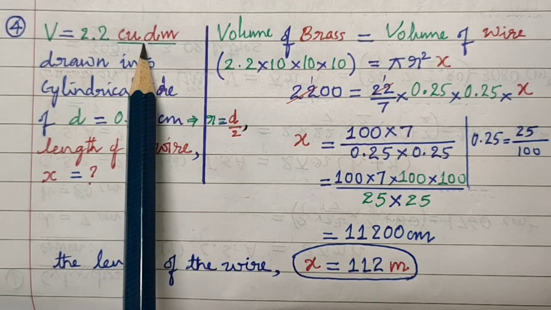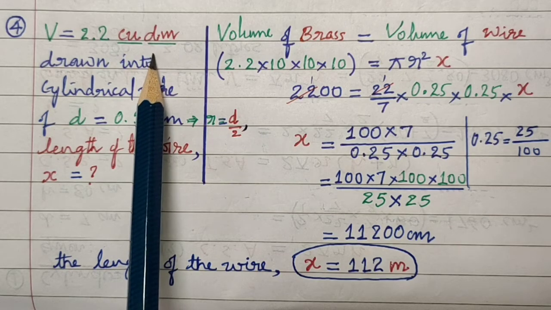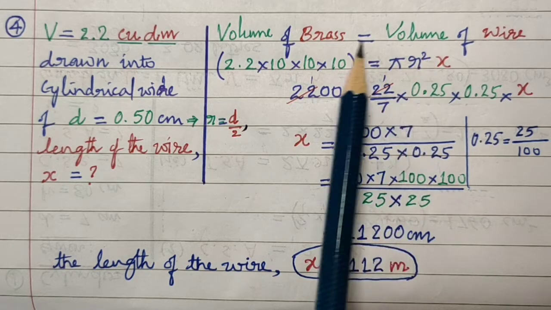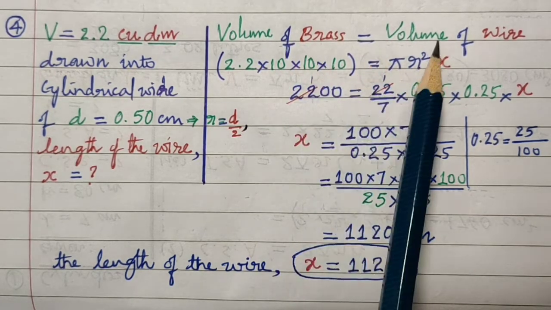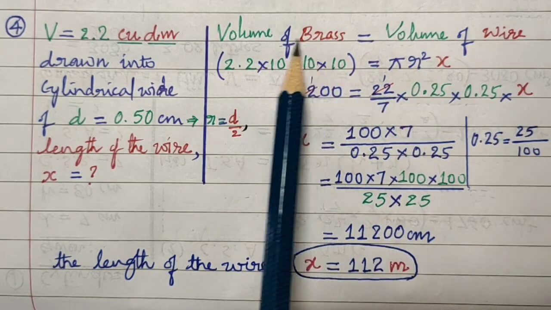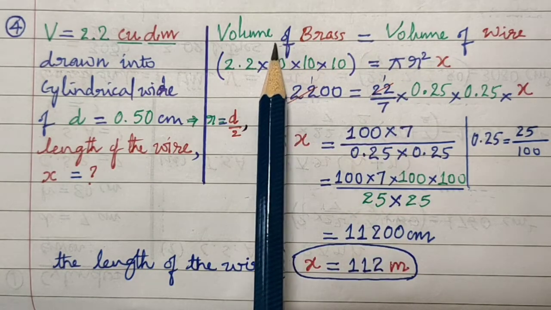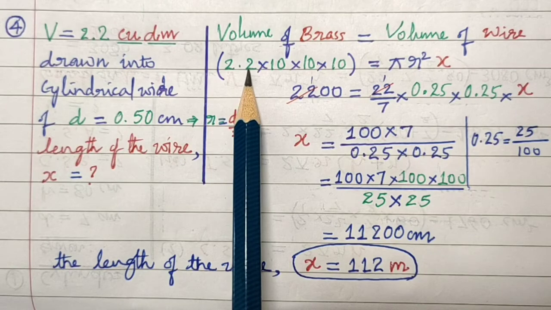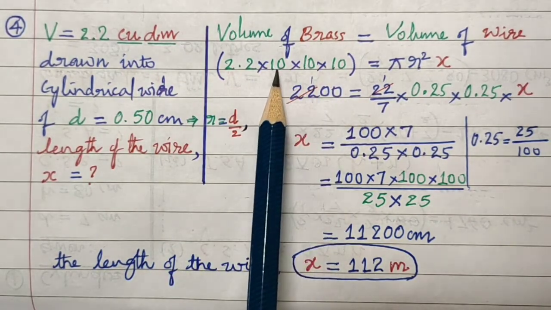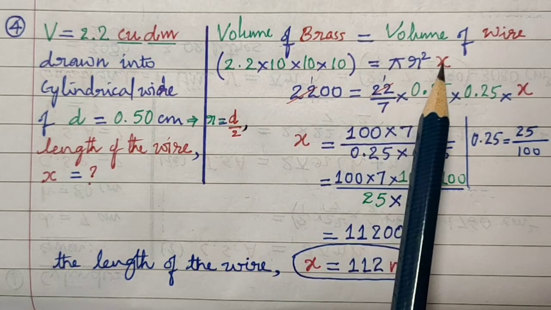We have a volume of brass, and we are converting the same thing into a wire. So the volume of brass is going to be equal to the volume of wire. Same volume of brass, we are converting that into wire. Therefore volume of brass is equal to the volume of wire. Volume of brass is equal to 2.2 cubic decimeters, that is 10 into 10 into 10 into 10 into 10, equal to pi r square x.